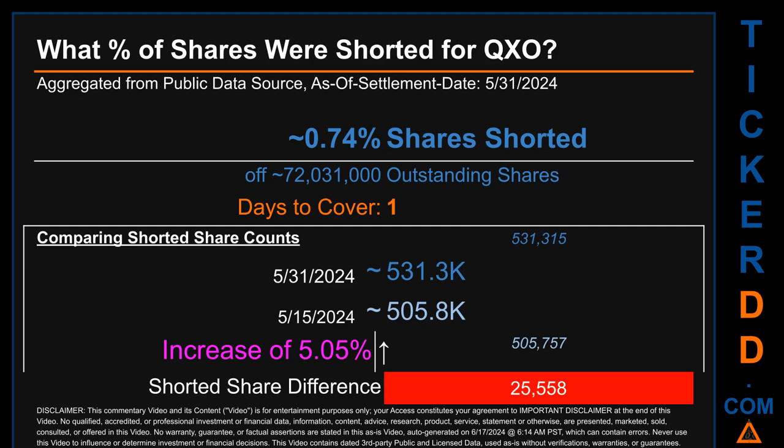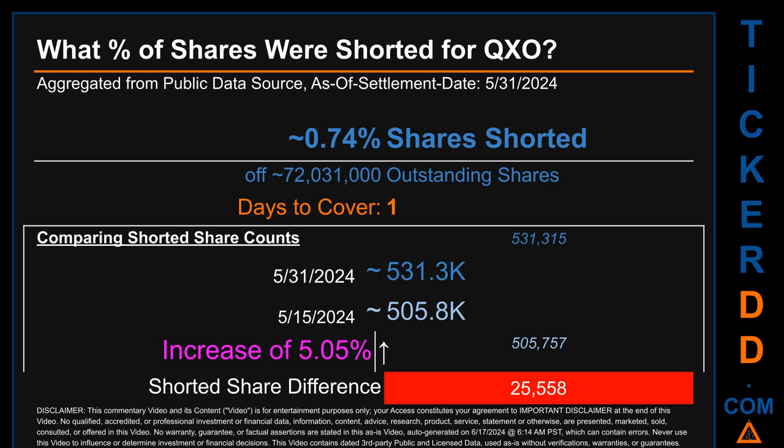What percentage of shares were shorted for QXO for the 2-week period, ending on settlement date, May 31, 2024? About 531.3 thousand shares of QXO were shorted out of a total of approximately 72 million outstanding shares. Therefore, for QXO, based on as is, discovered, public data when this video was generated, the ticker has a short interest of roughly 0.74%, which I got by taking the number of shorted shares and dividing it by the number of outstanding shares to get the percentage value. Days to cover is 1.